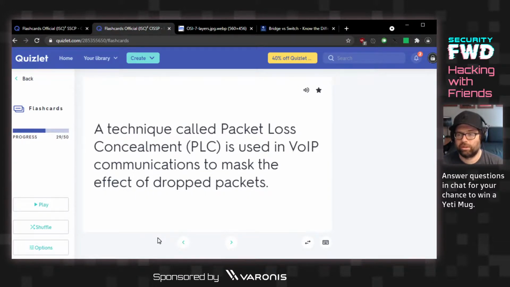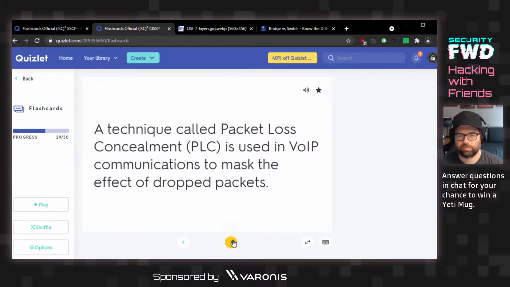Man, 8-bit, you're killing it today. All right, a technique called packet loss concealment is used in voice to mask the effect of dropped packets. Packet loss. I don't know quite why that was the answer, but I understand that.